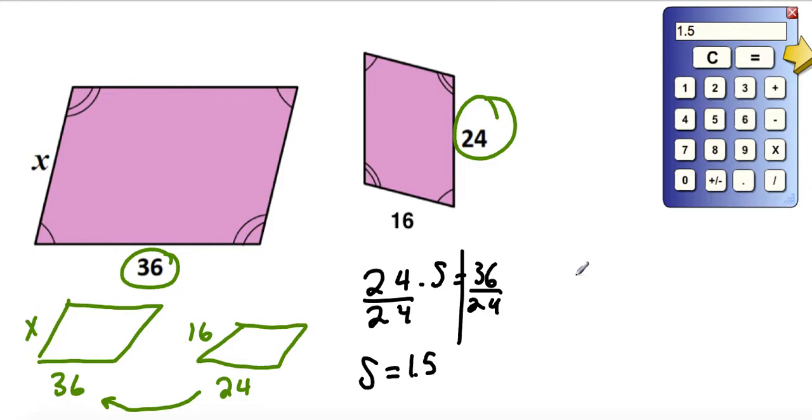So I'm going to say that my scale factor and my missing side, 16 times my scale factor of 1.5. So if I multiply this by 16, so I'm going to have 1.5 times 16, that'll give you my missing side, and that's 24 units. So I know that my missing side is equal to 24 units.